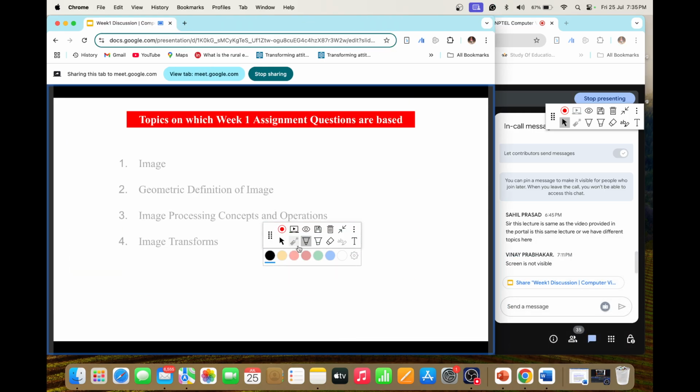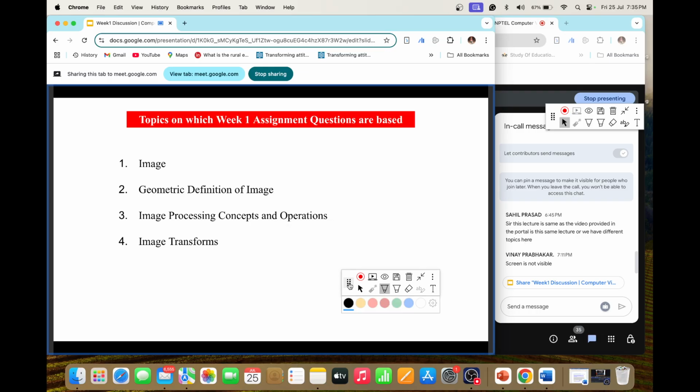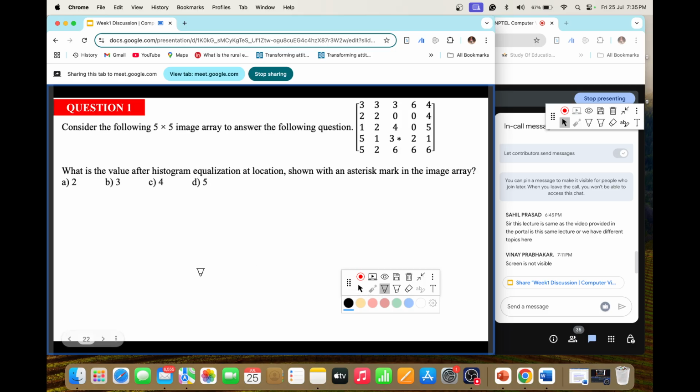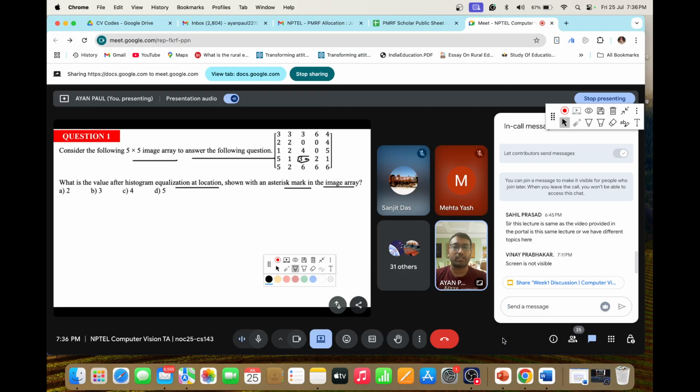Okay, so the topics on which the week 1 assignment questions are based: image, geometric definition of image, all the image processing concepts, and then image transform. So this is the first question. Consider the following 5 by 5 image array to answer the following question. What is the value after histogram equalization at the location shown with an asterisk mark in the image array? So this is the asterisk mark that is shown in the image. Can anyone tell how to approach this question?